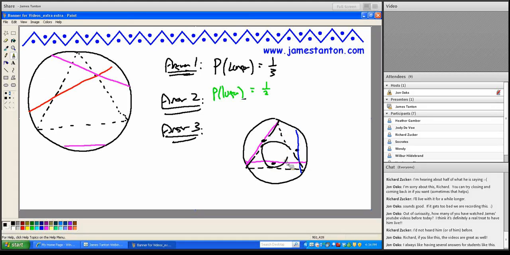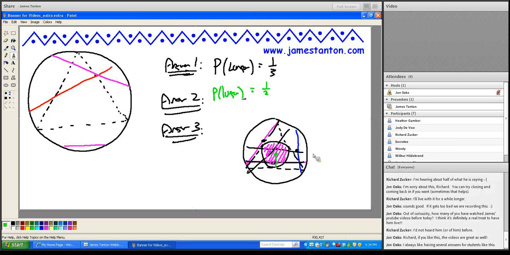All right, so let me again draw my equilateral triangle. And a little thought shows that if I draw the inner circle to the equilateral triangle, whenever the midpoint is inside that inner circle, I will get a line that's longer than the side of the triangle. So the question is, what's the chance of me choosing a midpoint at random landing in this smaller circle here?